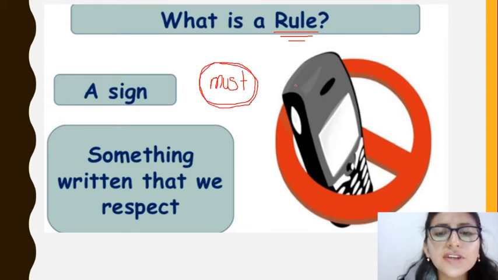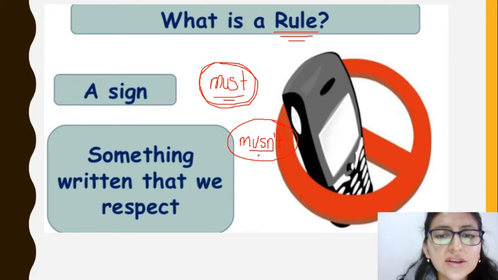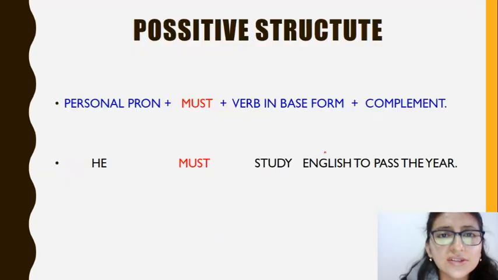Okay? So for example, in this case, we mustn't use cell phone. Nosotros no deberíamos utilizar un celular. Okay? Must or mustn't. Must for an obligation and mustn't for a prohibition. Okay? Very good.